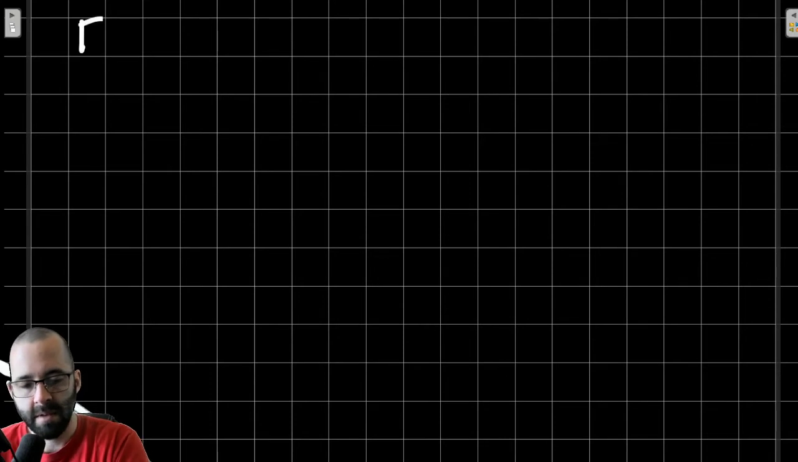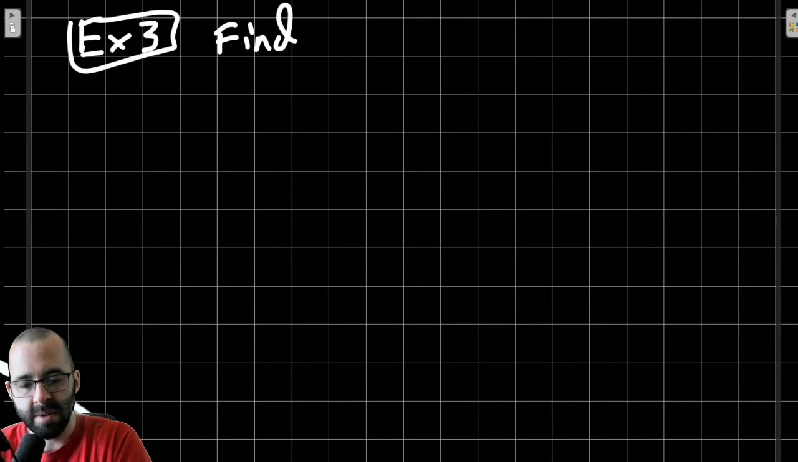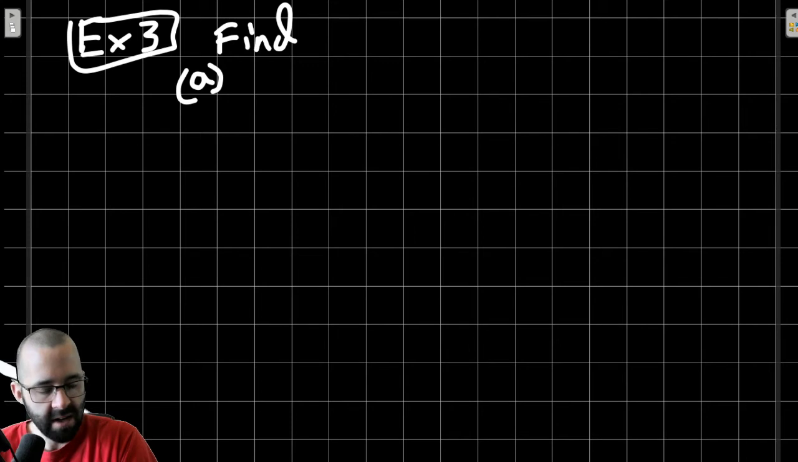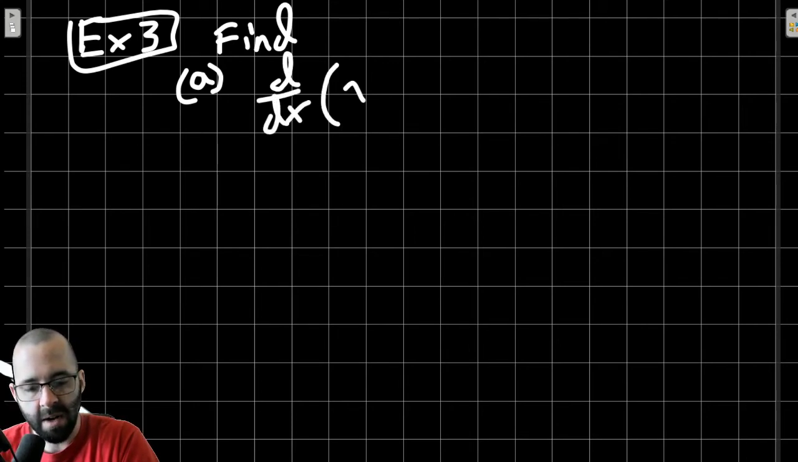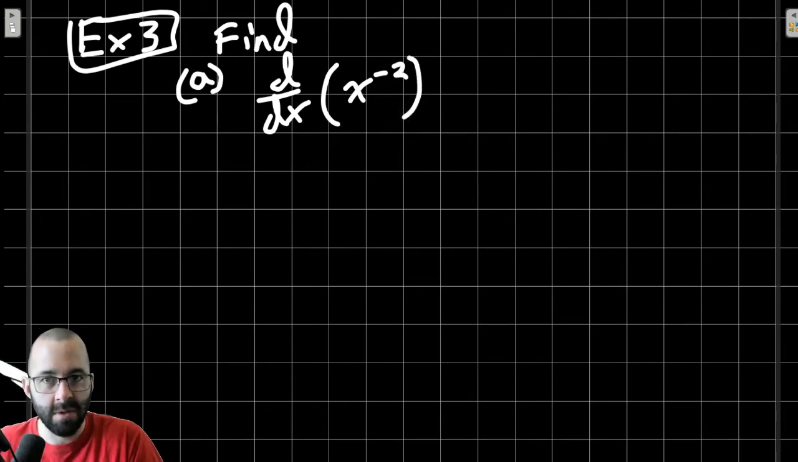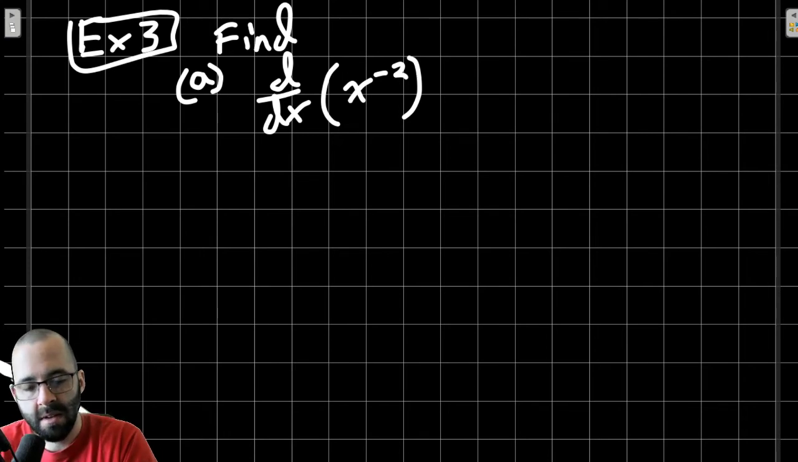Next one, example 3. Find the following. This is really just about remembering your alternate notations. Find d dx of x to the negative second power. So again, negative exponent means reciprocal. This is 1 over x squared. But we like it in this form because in this form, we can use the power rule, right? We always want x to the r, at least right now. And this is in the right form.